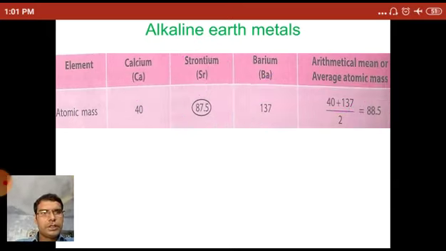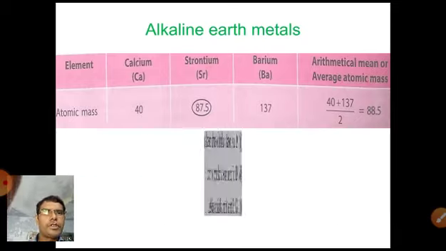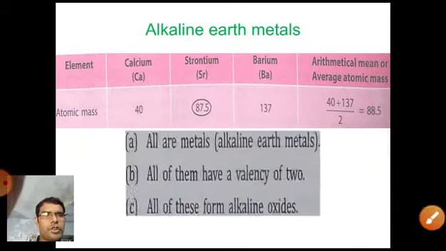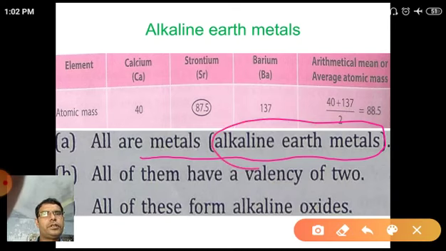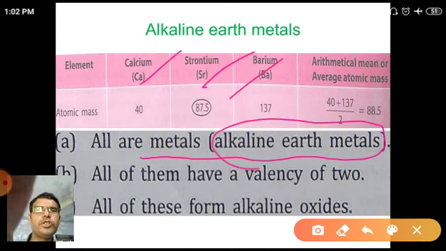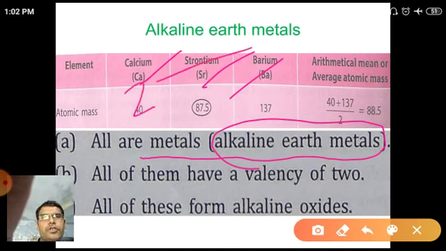So they arranged the alkaline earth metals together because the properties of these elements are also similar to each other. They are all metals, called the alkaline earth metals: calcium, strontium and barium. All are metals, and they all have a valency of 2. Calcium has valency 2, strontium also has valency 2, and barium also has valency 2.